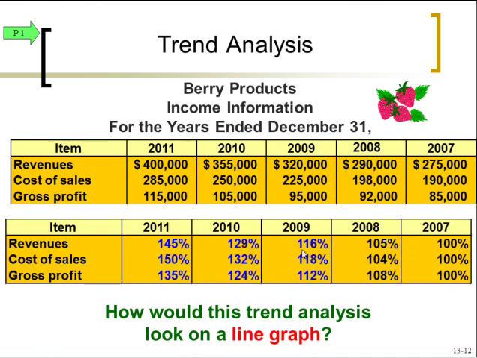The key thing, though, is we're always comparing back to 2007. So for 2009's ratio, we take 320,000 divided all the way back to 275,000. Now we have 116% over that 2007 amount. Because of the way this is done, each year should get significantly higher and higher.